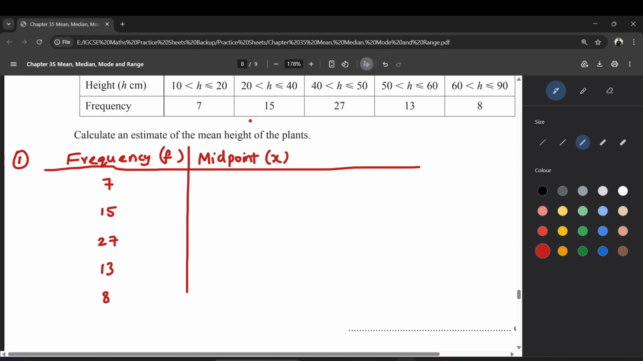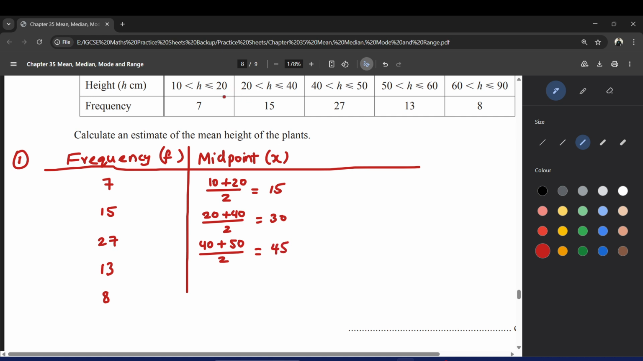The midpoint for 7 is going to be between 10 and 20, right? So 10 plus 20 divided by 2, that gives us 30 upon 2, which is 15. Then for a frequency of 15, my midpoint is going to be between 20 and 40, so that would be 30. Then 40 plus 50 divided by 2 is equal to 45.